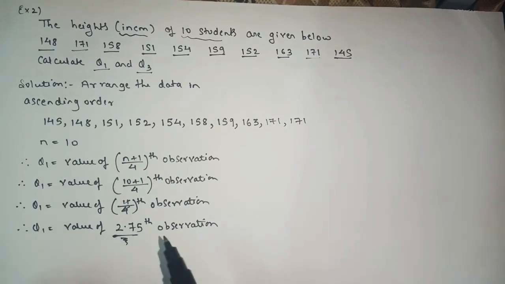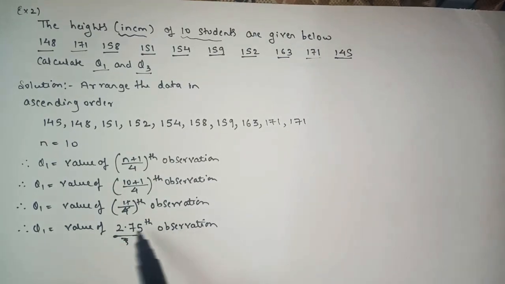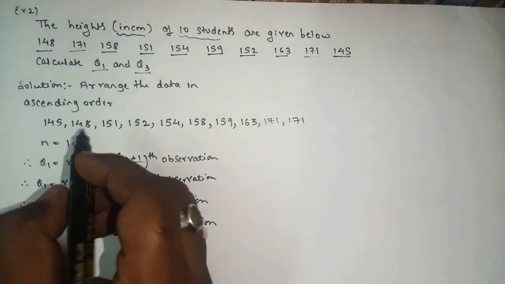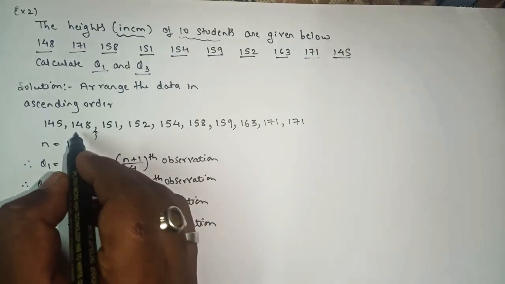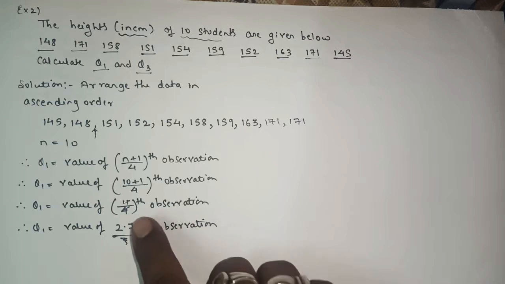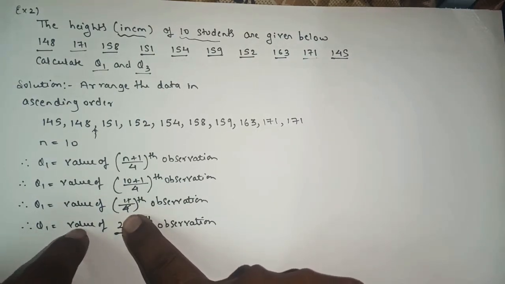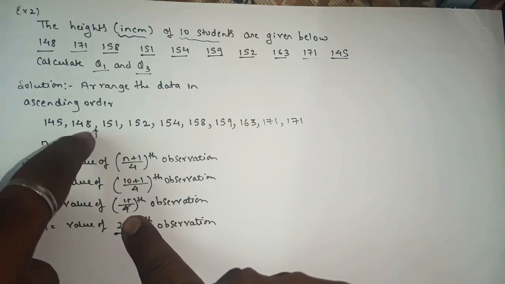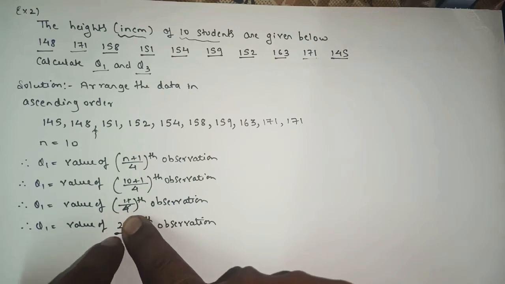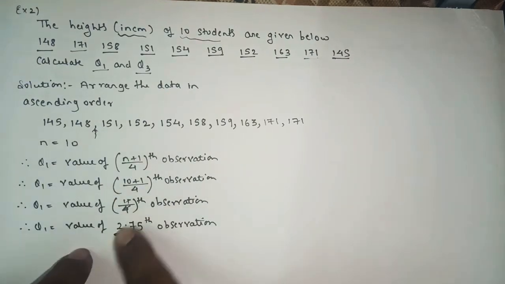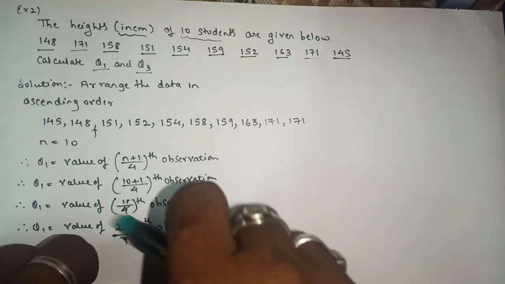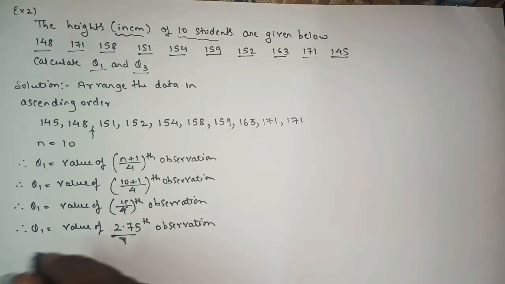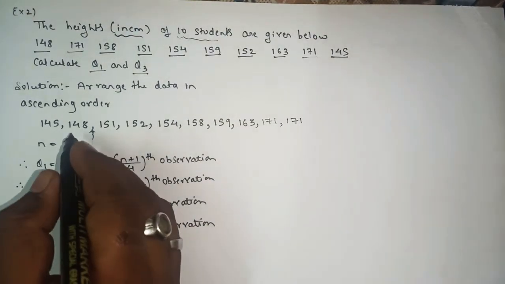So now we'll see, whenever we get the answer in decimal, how to find the answer further. As 2.75 means what? Our Q1 value will lie between 2 and 3. Suppose I say Q1 is the value of the second observation, the answer will be 148. If you get the third observation, the answer will be 151. Here we got 2.75, so our answer for Q1 lies between 148 and 151.